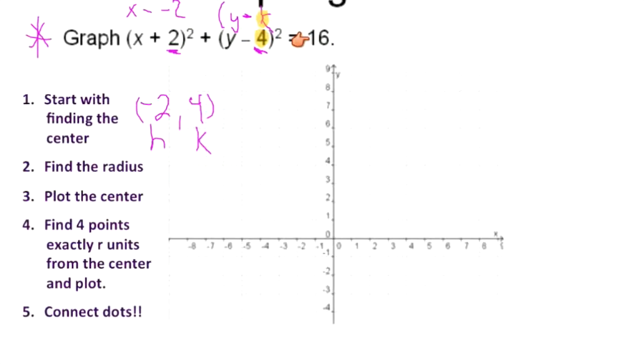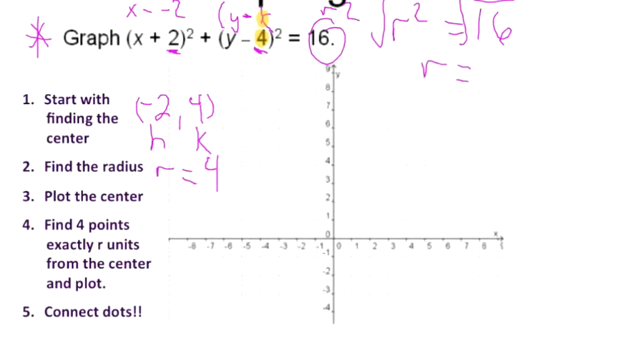Now over here, this is my r squared. So what would just plain old r be? If r squared is 16, what's r? Good job, Lauren. My r would be 4. Excellent. Right? So my r squared is 16, because this is always your r squared. So what does that make just plain old r? It's the square root of that. So r would be 4.